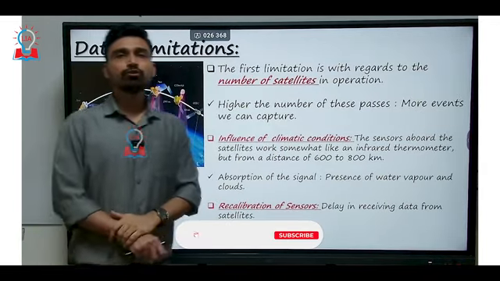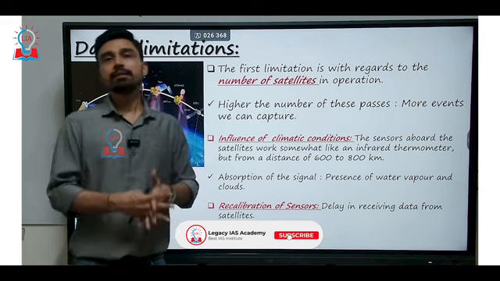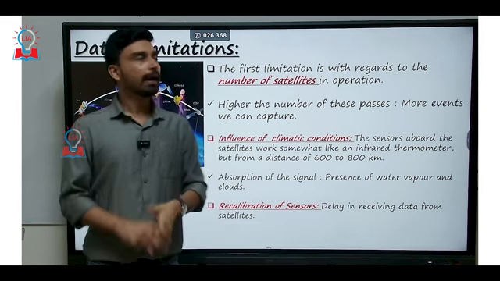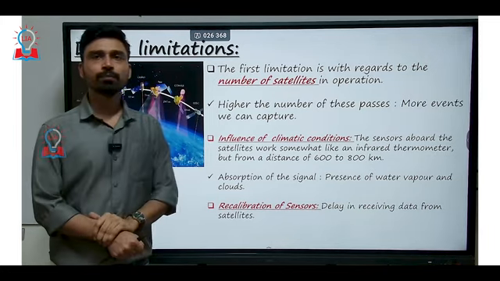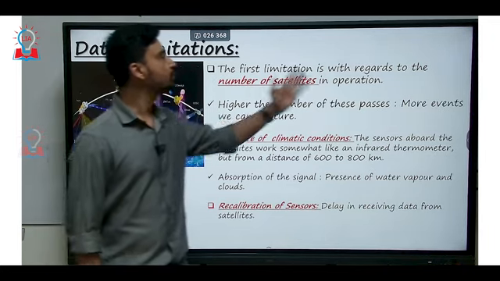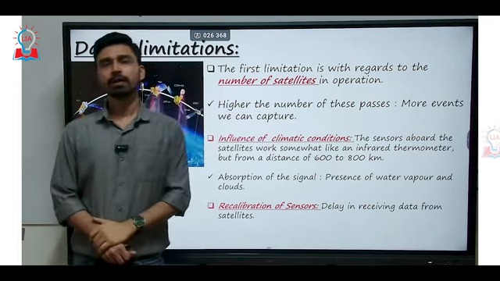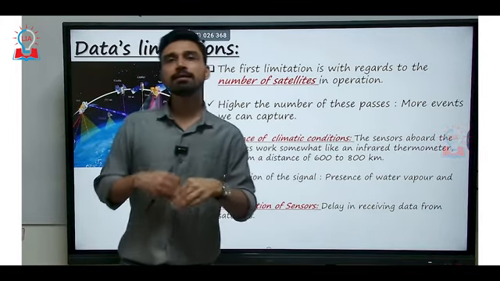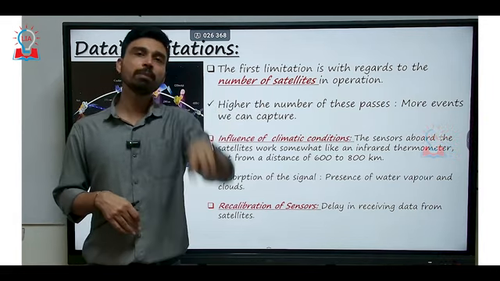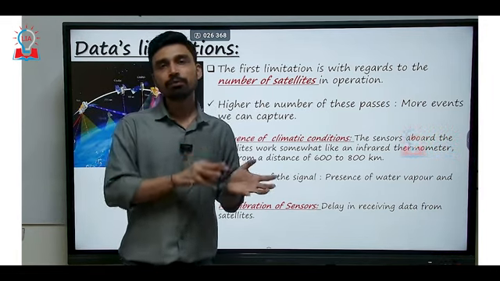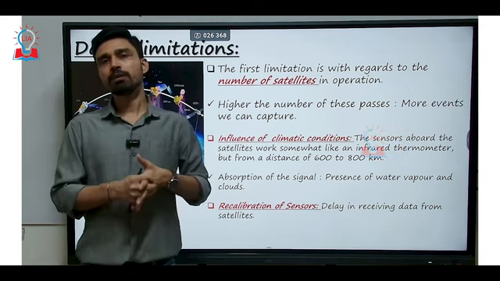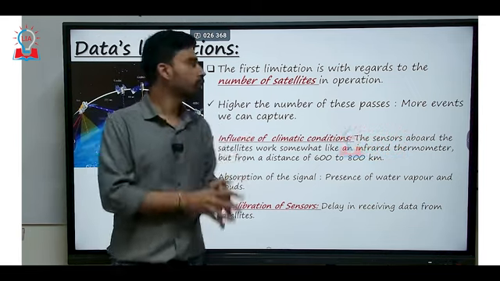Now, the other problem is that the data that we receive from the satellite is also not very accurate, and there are a lot of limitations as well. For example, the first limitation is with regard to the number of satellites in operation. As you know, we are dependent on mainly 3 to 4 satellites, and these satellites are not continuously focused on the same area. So, for example, it will capture fire in a particular region of the earth, specifically from the perspective of India, for a certain duration only.